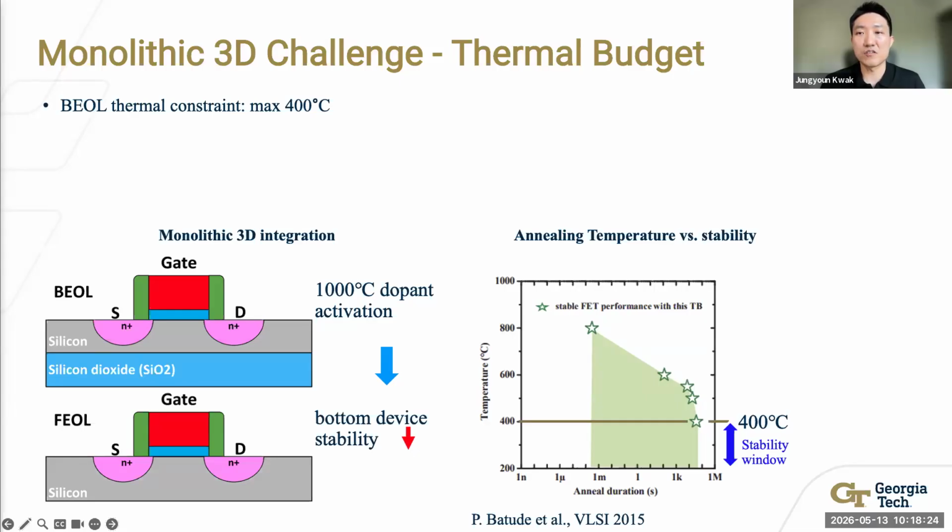The right figure shows a thermal budget sweep from VLSI 2015. The x-axis is annealing temperature in degrees Celsius, and the y-axis is the front-end-of-line transistor performance. The performance stays stable only when back-end-of-line fabrication stays below 400 Celsius. Above that, the front-end-of-line transistor will degrade.